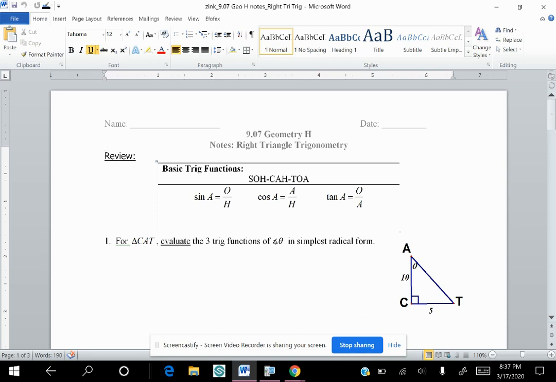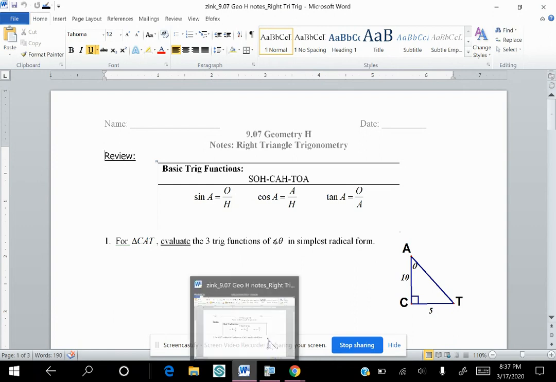Hello. We are starting right triangle trigonometry. Gonna get tricky with it.